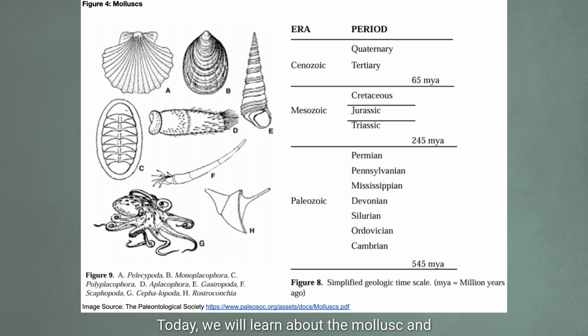Today, we will learn about the mollusk and where it fits in relation to the proxy data. What is a mollusk? A mollusk is a member of a large phylum of invertebrate animals known as Mollusca, which are further divided into classes such as Gastropoda (snails and slugs), Bivalvia (clams, oysters, and mussels), Cephalopoda (octopuses, squids, and cuttlefish), and more. The mollusks of our focus have soft bodies protected by a hard shell made of calcium carbonate.